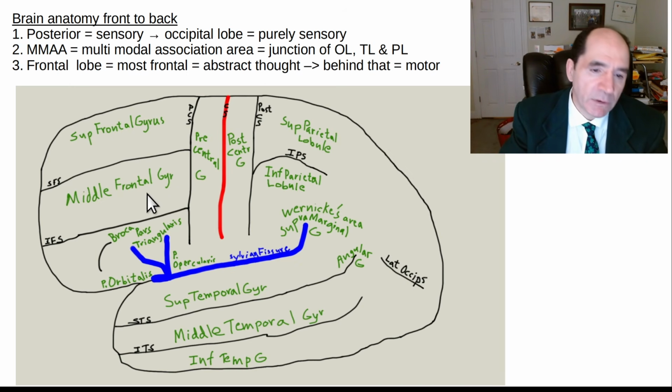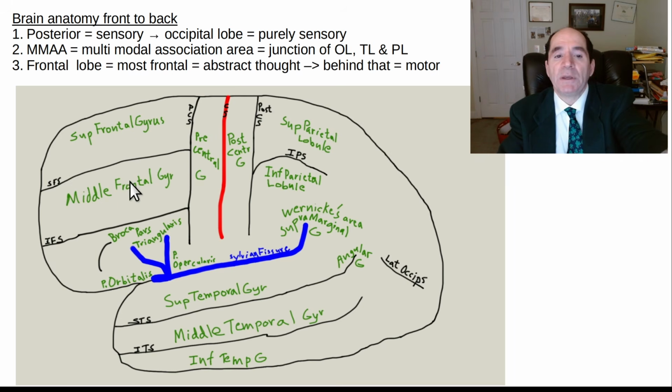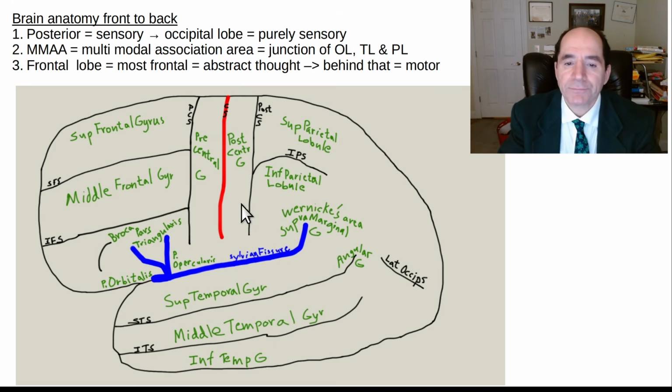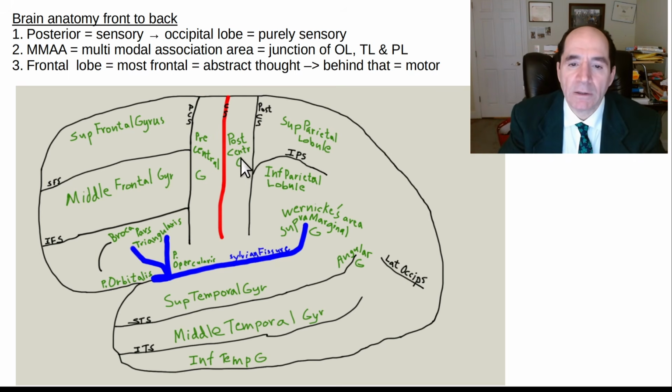Superior frontal gyrus, middle frontal gyrus, inferior frontal gyrus. Superior frontal sulcus, inferior frontal sulcus. So that's all logical. You just need to know how to speak English to remember that. Superior, middle, inferior. All right? And then pre and post relative to the central sulcus. So we've been able to find all that stuff. Then once you're behind that, you've got a postcentral sulcus that also is orientated vertically. Okay, and these run parallel to each other.